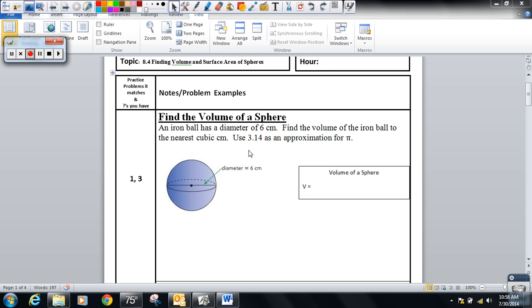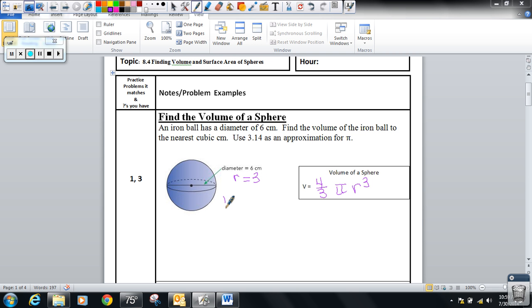Okay, today we will be discussing 8.4, finding the volume and surface area of a sphere. So we have to know our volume formula is 4/3 pi r cubed. So if I'm using the radius and they give me the diameter, radius is halfway. So my radius is equal to 3 centimeters here.